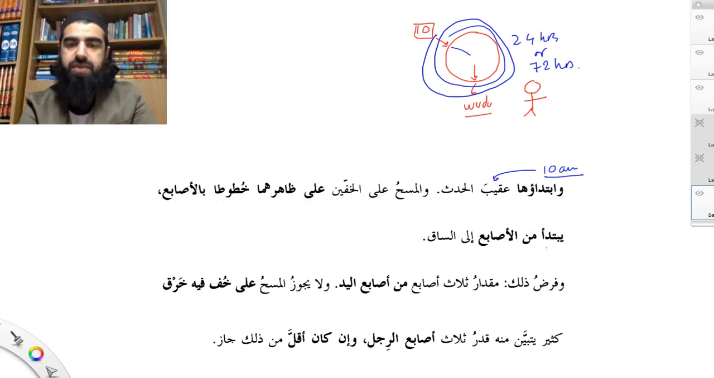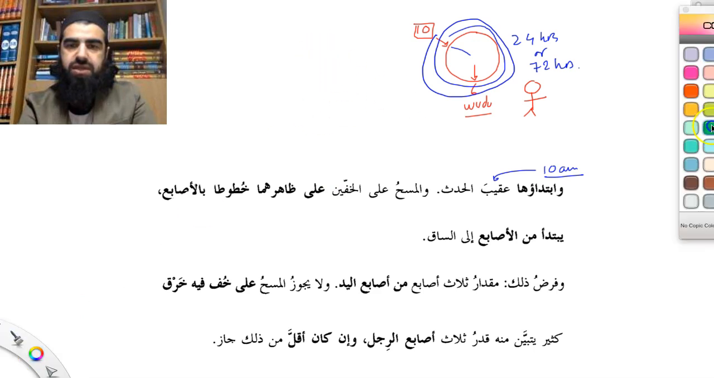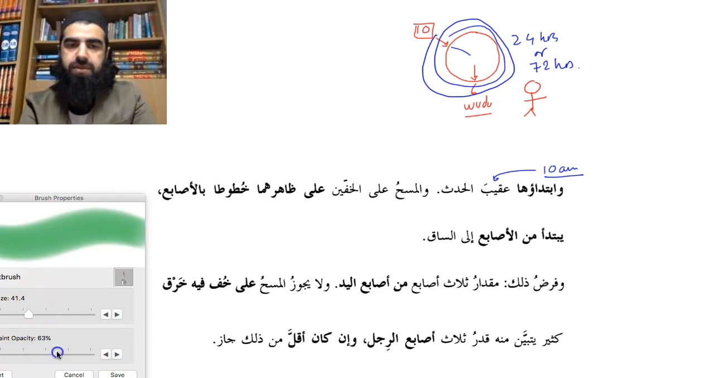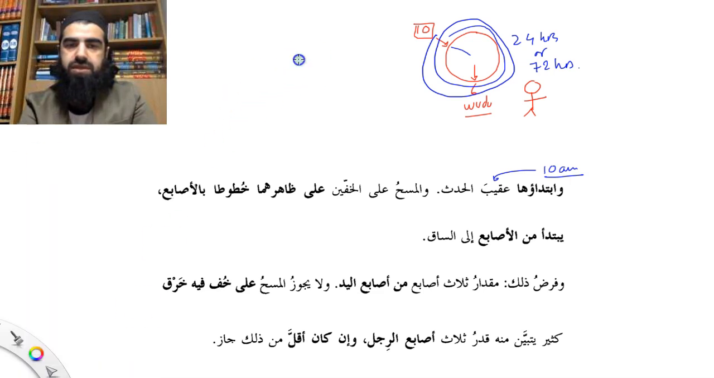So now how should you do the masah? For instance, let's imagine there are some leather socks here. Okay, let's draw these then. So you've got some leather socks, the color of this, and you want to wipe over them. How do you wipe over them?